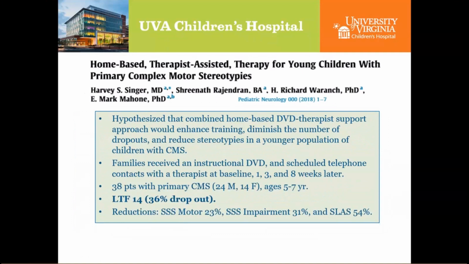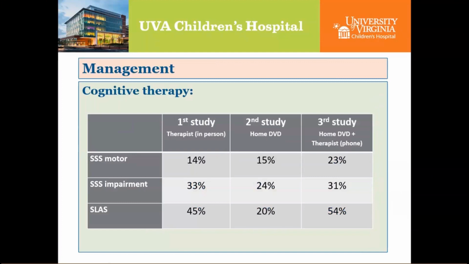And the good thing is that the dropout rate was less. It was 36% compared to the 64% of the study that relied on the parents only. So the use of cognitive therapy in the management of complex motor stereotypies appears to be beneficial. It is effective. This is the summary of the 3 studies that I just talked about, the one that used the therapist, the one that used the home videos, and the one that used both.